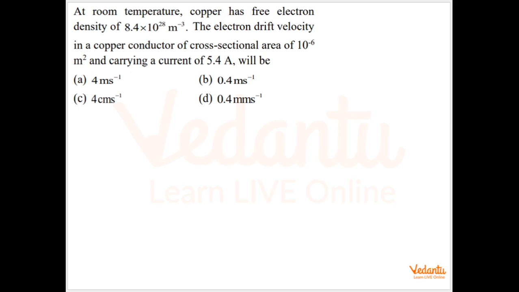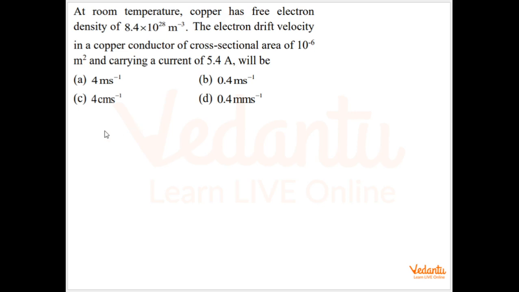In this question, my dear bachcha log, at room temperature, copper has a free electron density of 8.4 into 10 raised to the power 28 per meter cube. The electron drift velocity in a copper conductor of cross-sectional area 10 power minus 6 meter square carrying a current of 5.4 ampere will be what?